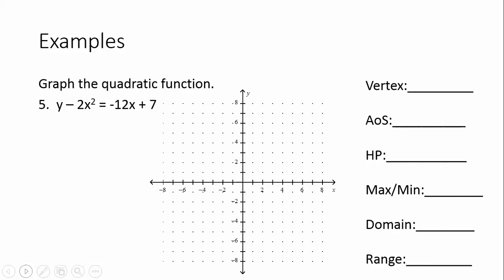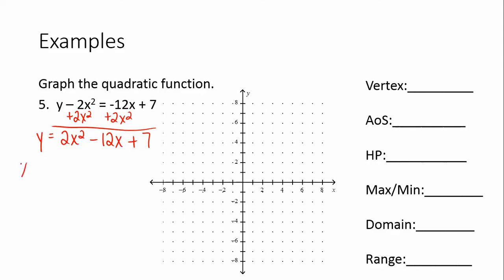And before you pause the video here, I just want to point out that you need to make sure this equation is solved for y first. So we need to add that 2x squared to the other side. So that's going to give us y equals 2x squared minus 12x plus 7. And so from here, go ahead and pause the video and try to fill everything out over on the right hand side.